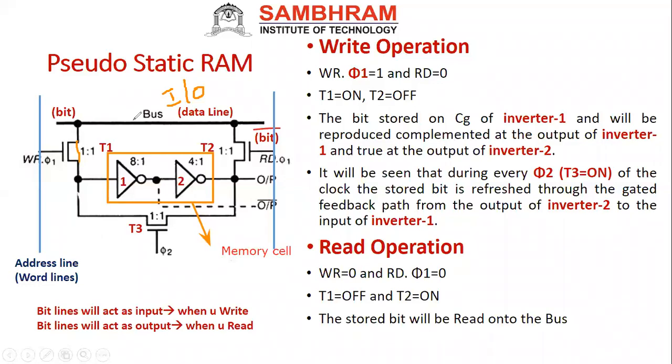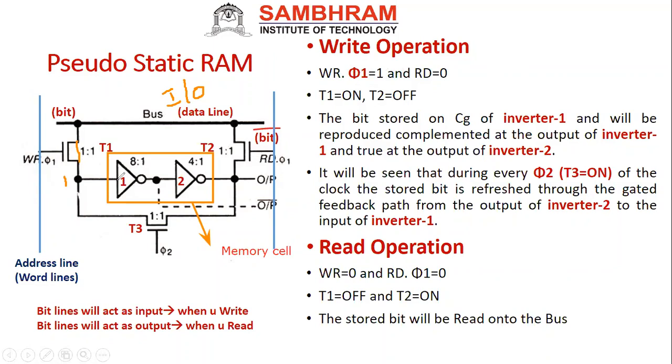If this is on, normally this bit data line is already pre-charged. If it is pre-charged by VDD, you have to think the value here is 1. If this is 1, then what will happen? That is why this is specified. So when the write signal and phi-1 are equal to 1, transistor T1 will be on and T2 will be off.